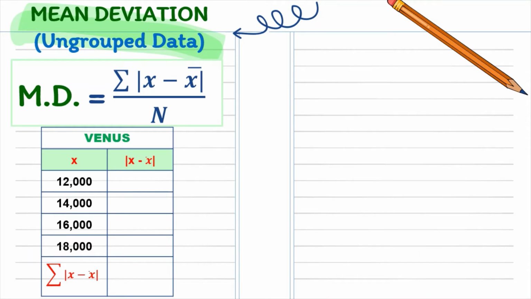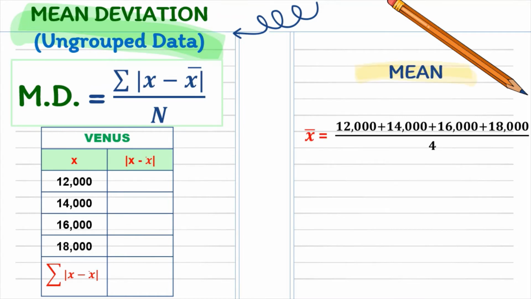So let us start with Venus, then Pia, and then Catriona. So let us get the mean first. What we will do is add them all. So 12,000 plus 14,000 plus 16,000 plus 18,000 divided by 4, because there are 4 of them. So the answer is 60,000 divided by 4. So the mean is 15,000.